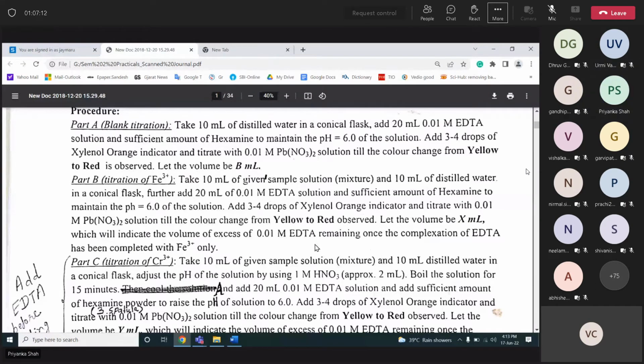This is another kinetic masking. So, what is the other name of this titration?